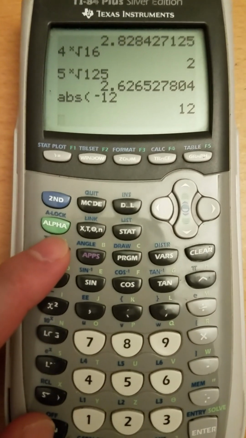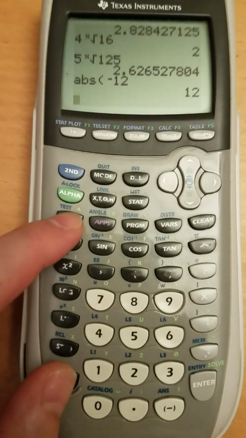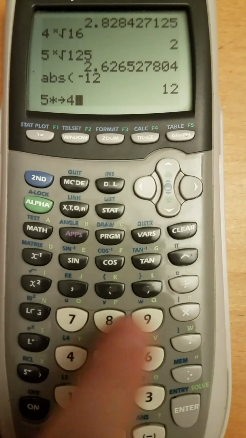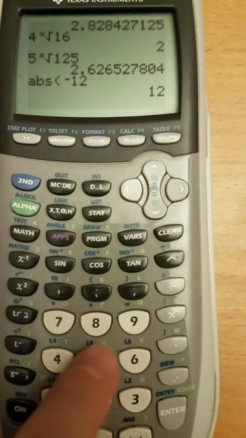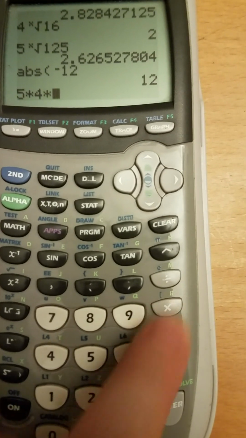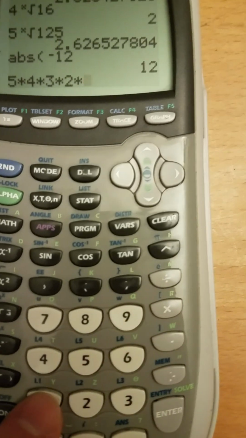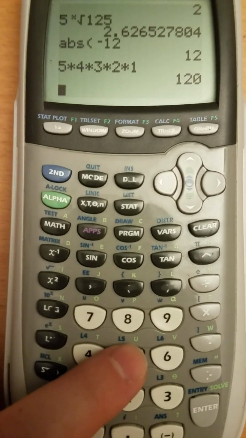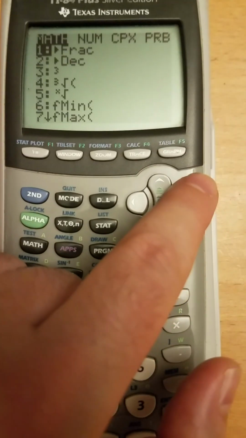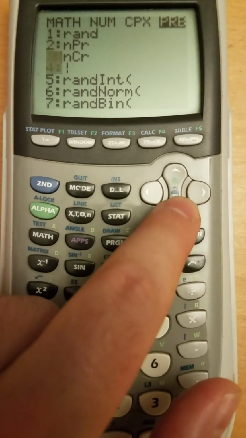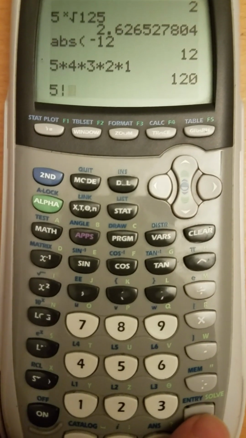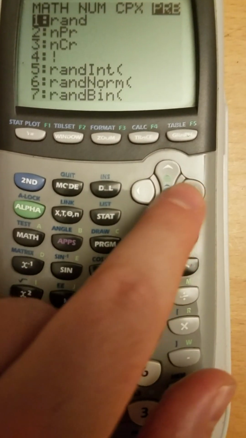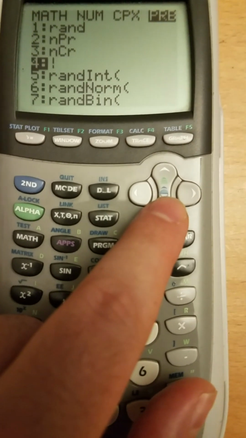So one of them is the factorial one. So factorial is, if I say like 5 factorial, that's 5 times 4 times 3 times 2 times 1. That's going to be 5 factorial. There's an easier way to do this. I can just press 5, go to math, go to probability, go down to 4, and that's the same thing as what I just typed, which is 120. So again, you do that by going to probability, and clicking 4.